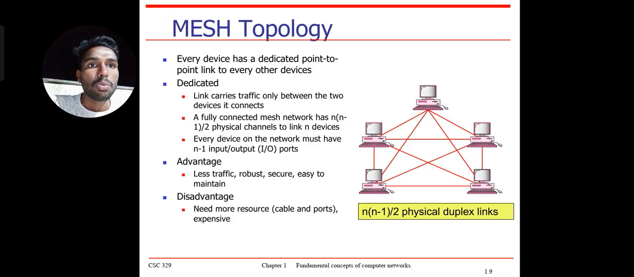Explaining mesh topology. Every device has a dedicated point to point link to every other device. Dedicated link means the link carries traffic only between the two devices it connects. A fully connected mesh network has n(n-1)/2 physical channels to link n devices. Every device on a network must have n-1 input and output ports. Advantages: less traffic, robust, secure, easy to maintain. Disadvantages: requires more resources, cables and parts are expensive. This is the mesh topology.